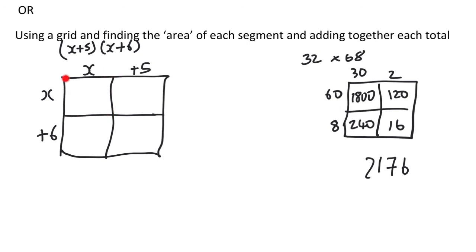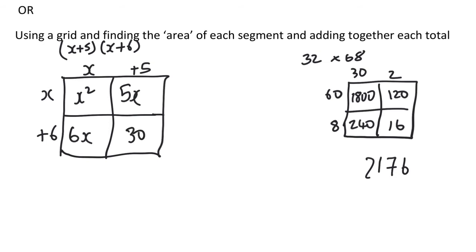So this rectangle is x wide and x deep. So x multiplied by x is x squared. Then we've got x deep and 5 wide. So that is going to have an area of 5x. The next one is 6 deep and a width of x. So length times breadth gives us an area of 6x. And then the last one we can see is 6 deep and 5 wide, and that's going to have an area of 30.